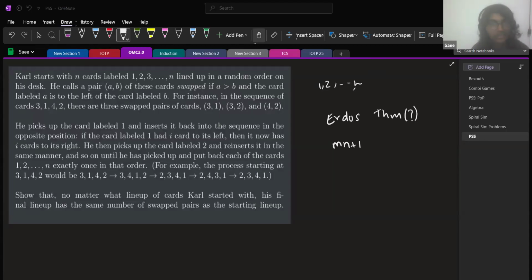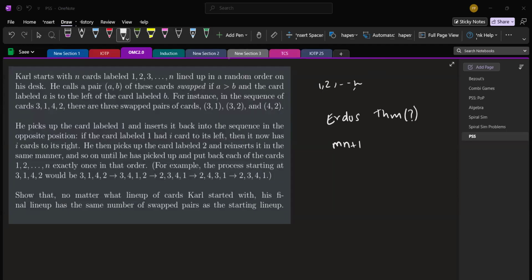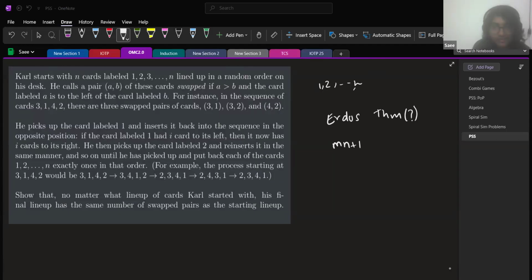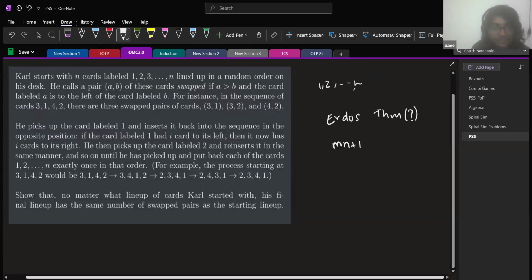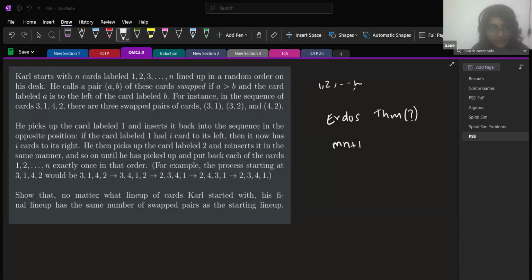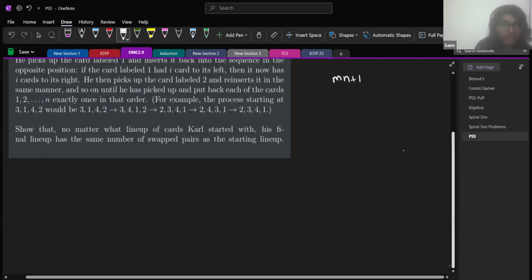Interesting. What are some other ideas? What should we do? How do we proceed? Just base cases. Base cases, sure. What do you want to try?